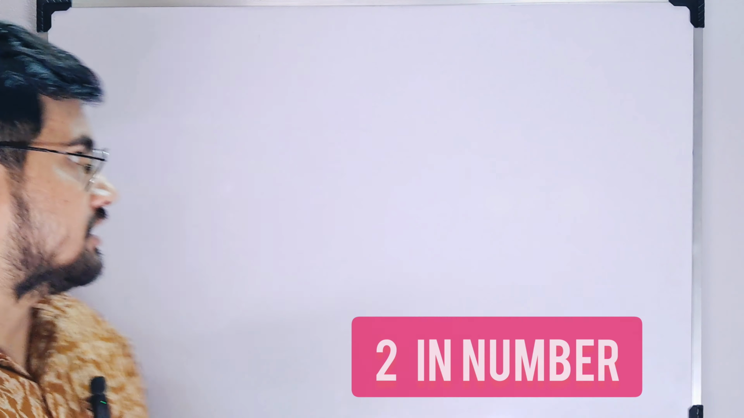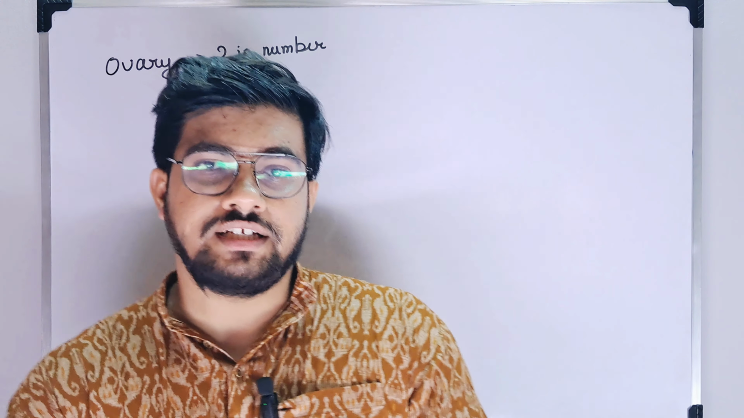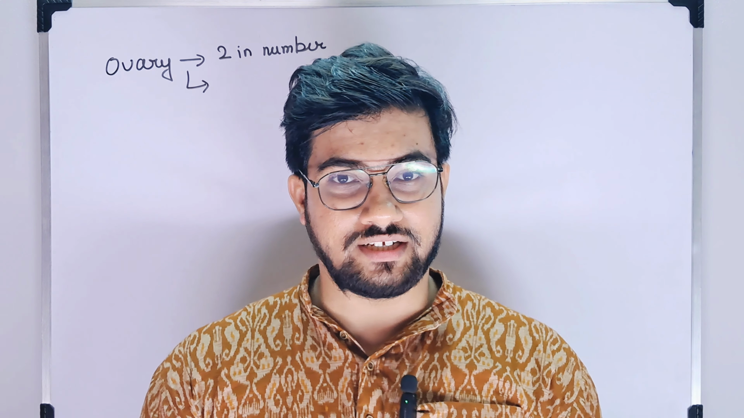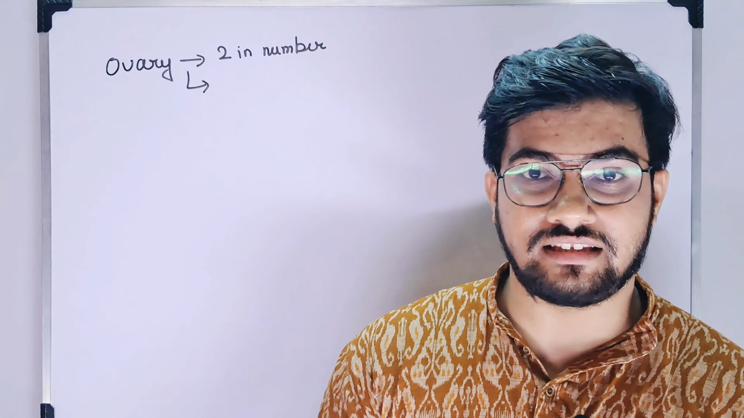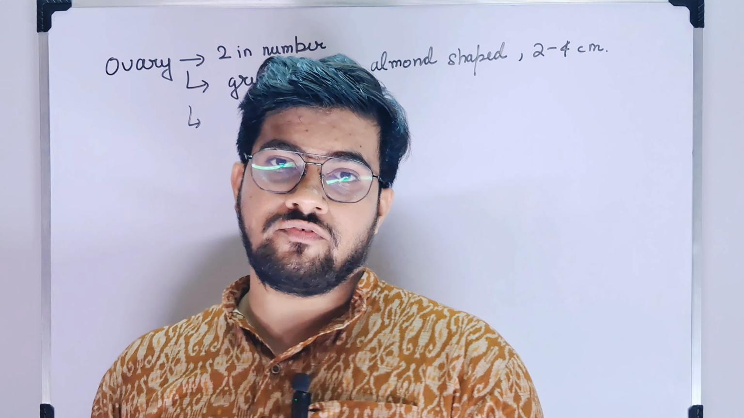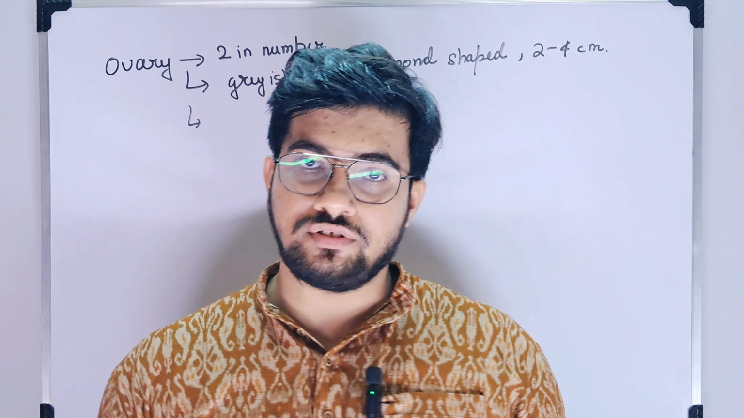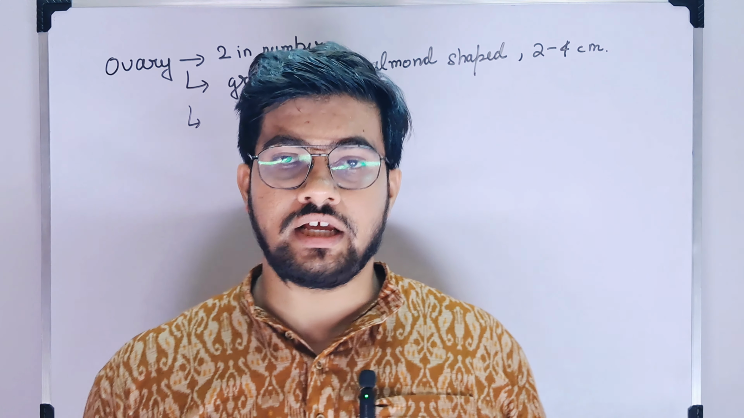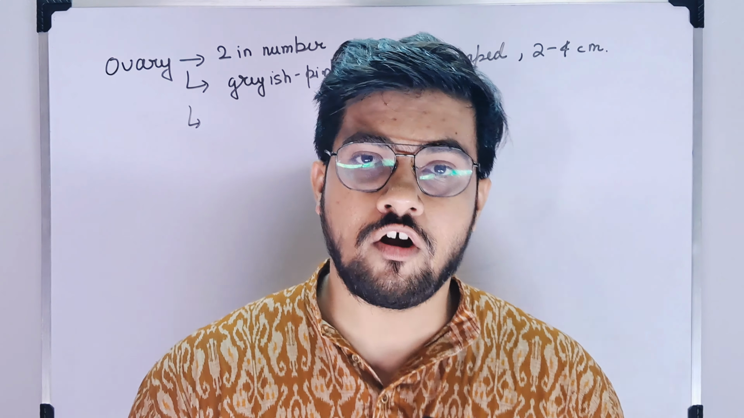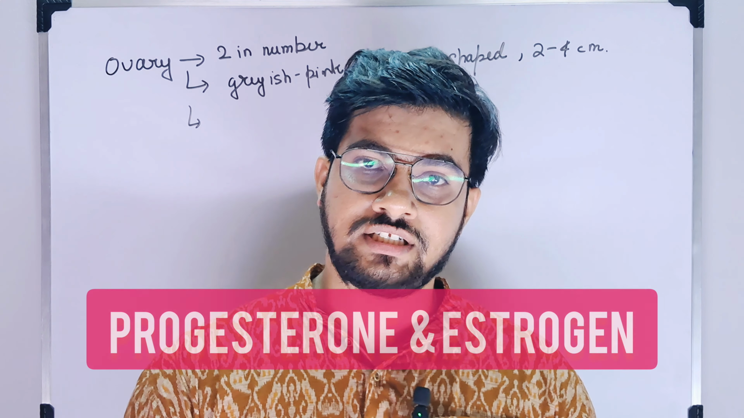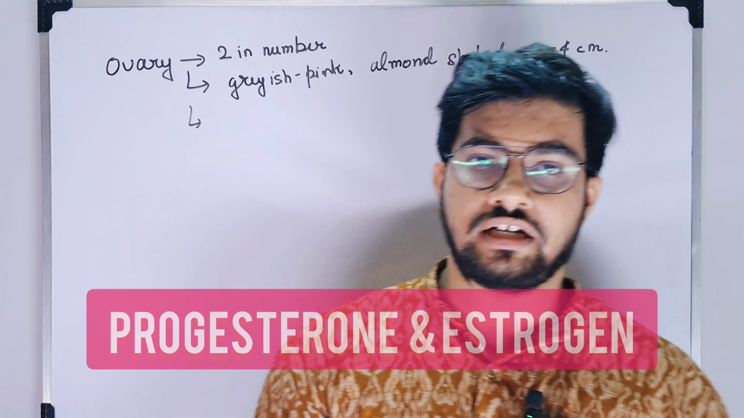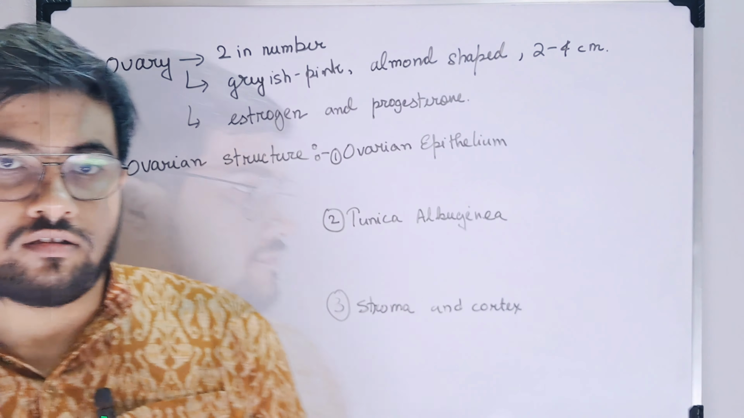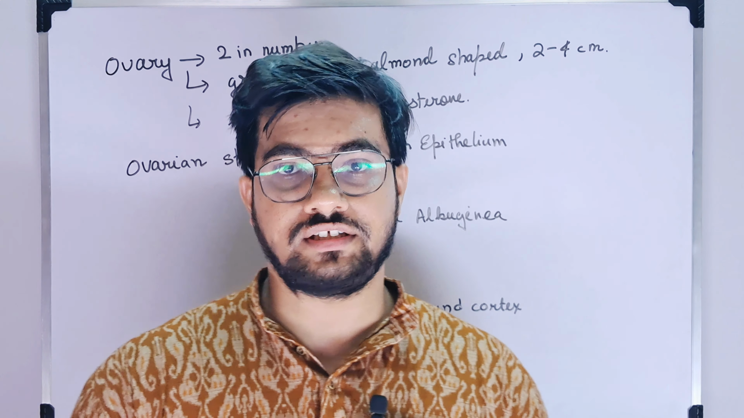The ovaries are the main female reproductive part. They are a pair, so there are two ovaries in number. Each ovary is almond-shaped, solid, grayish-pink and 2 to 4 cm in length. The ovaries are the main organ in the female reproductive system where they produce the ovum, and they also produce several other hormones that regulate the female body and the female reproductive system. The main hormones that the ovary releases are estrogen and progesterone, and these two hormones regulate the overall functions. So let's talk about the ovarian structure.